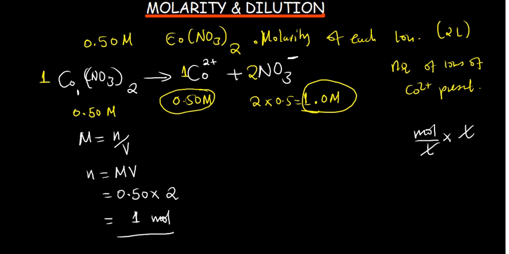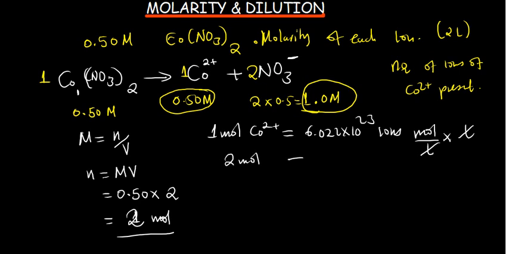To find the number of ions, we know that 1 mole of anything, in this case we're talking of cobalt 2 ion, is equal to what? Is equal to Avogadro's number, which is 6.022 times 10 to the power 23 molecules, ions, particles. Now this question is asking for ions, so 1 mole of cobalt 2 plus is equal to 6.022 times 10 to the power 23 ions, and this is 1 mole. So if it wasn't 1 mole, let's say if it was 2 moles, we would have now said 2 moles is going to be equal to x.